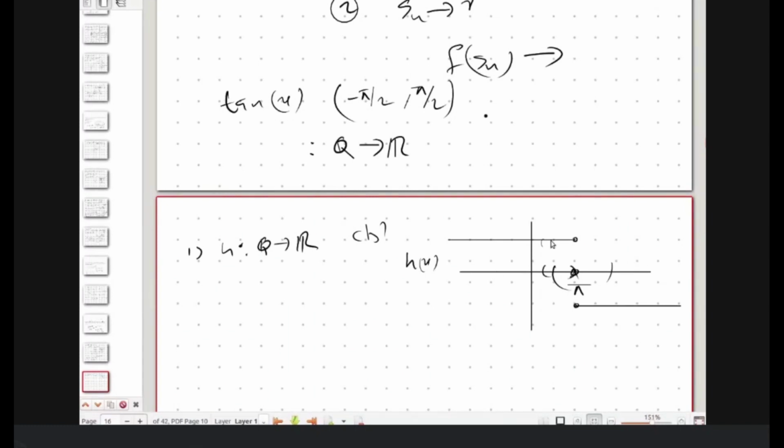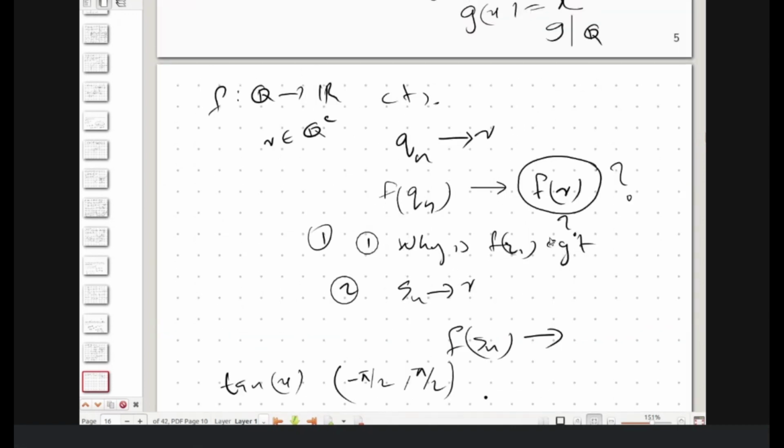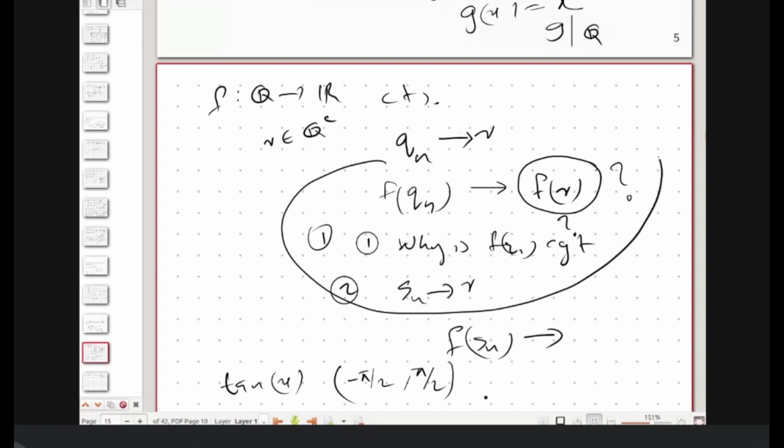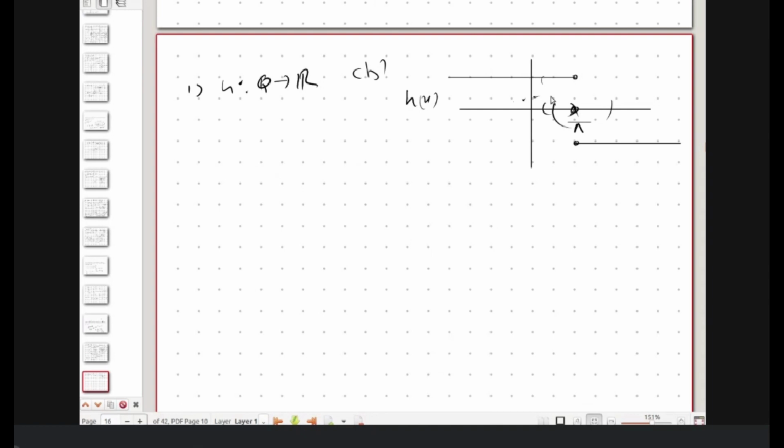But here you had two questions, right? What is the problem here? Can f of qn converge to f of r? Yes, it actually converged. But if I am taking one sequence from the left side and another sequence from the right side, you can see that the limits were different actually.